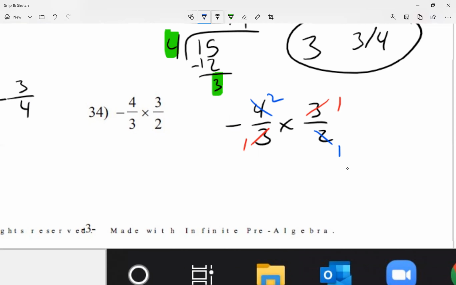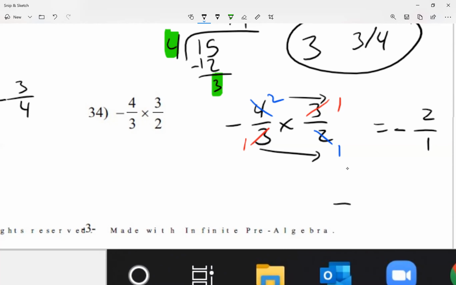Now let me multiply straight. On the top, I have 2 times 1. At the bottom, I have 1 times 1. And then I have one negative sign, so it's -2 over 1. Couple things. My negative sign is a negative sign, so just negative 2 over 1, right? Anything over 1 is not a fraction anymore. So my answer should be -2.